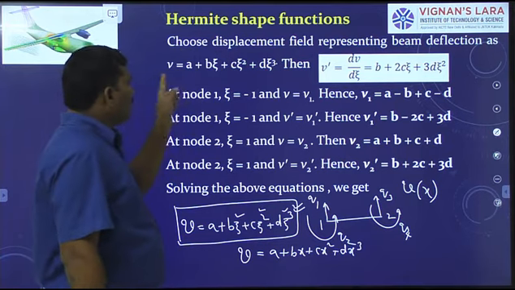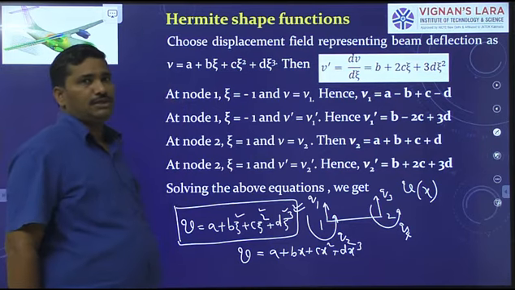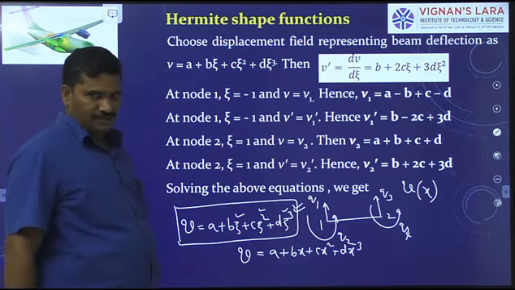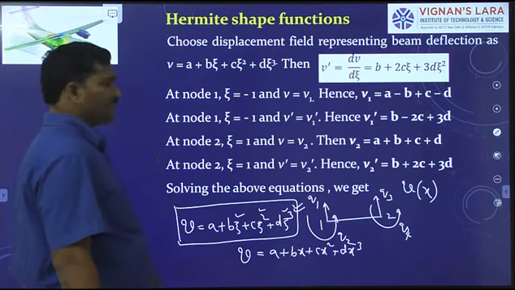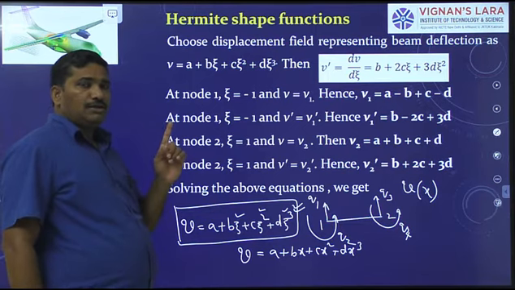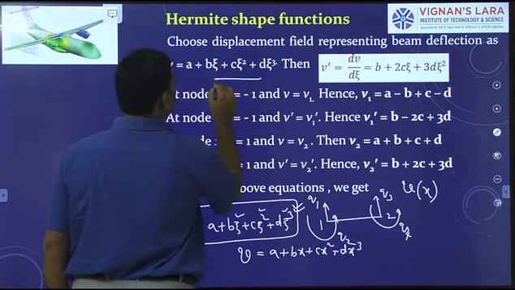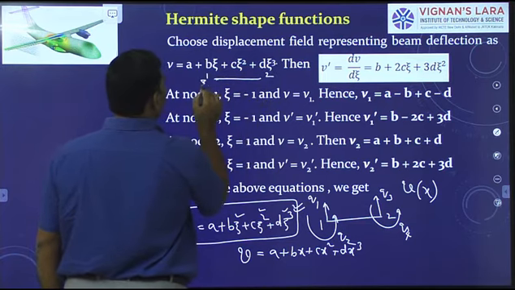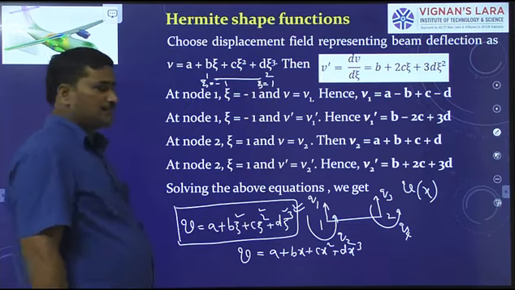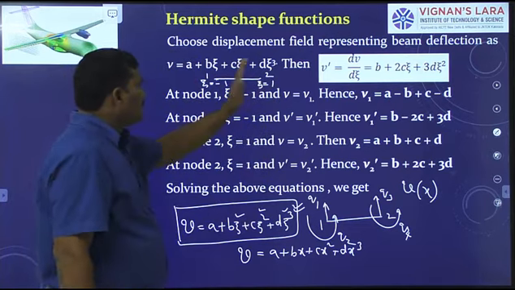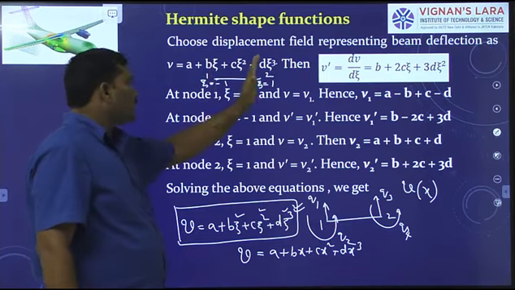Understand? In this polynomial there are 4 unknown coefficients which you have to determine. Therefore you need 4 conditions. What are the conditions at node 1? Firstly, j equals minus 1. We know that if you take a beam element like this with 2 nodes, 1 and 2, at node 1 j equals minus 1 and at node 2 j equals plus 1. And the length of this element varies as j varies from minus 1 to plus 1.